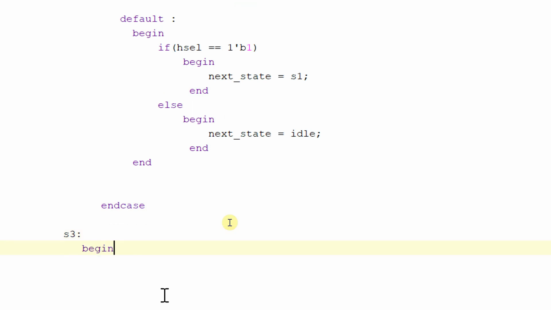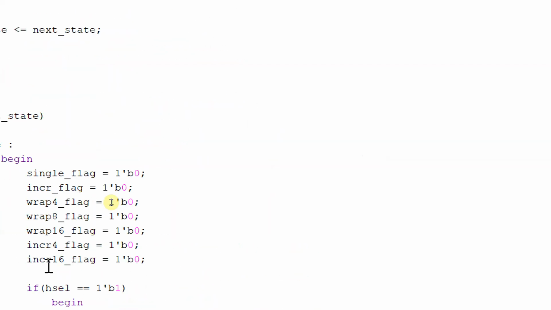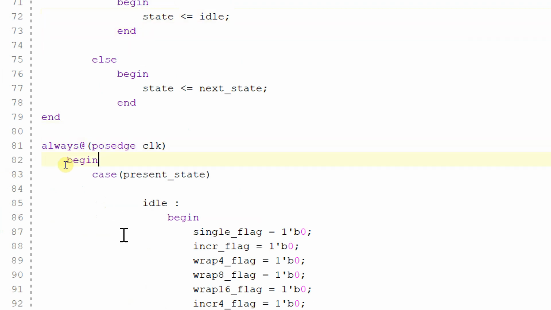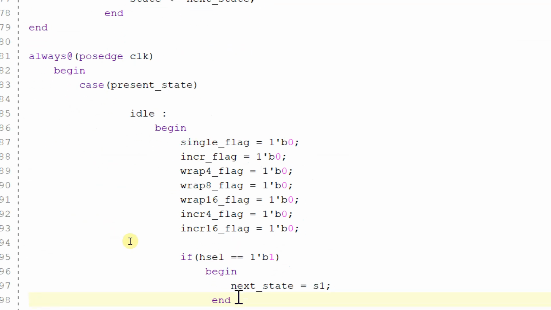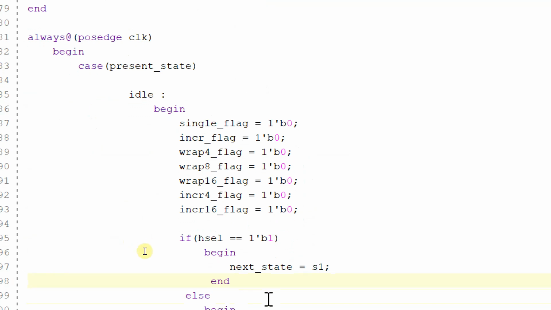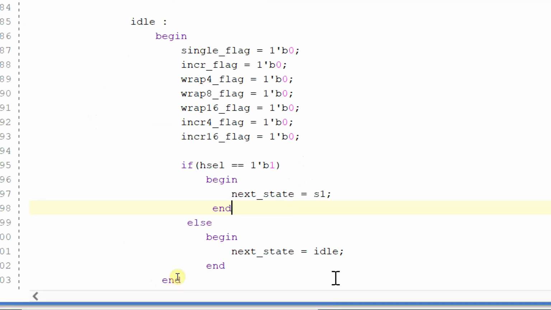So begin case h_burst. So basically what I'm doing here is, in this state machine logic, in previous videos we have already discussed this state machine logic. This is the idle case, whereas in this idle case we are making all the flags equal to 0, and if h_select is equal to 1 we are going to S1 state, and if h_select is equal to 0 then we are staying in the idle case.